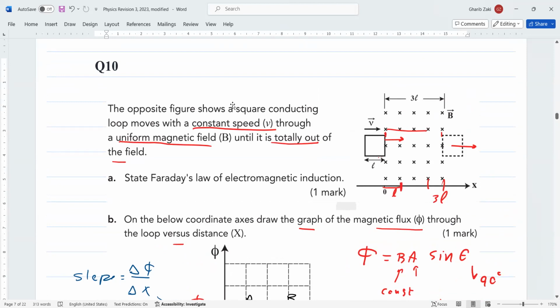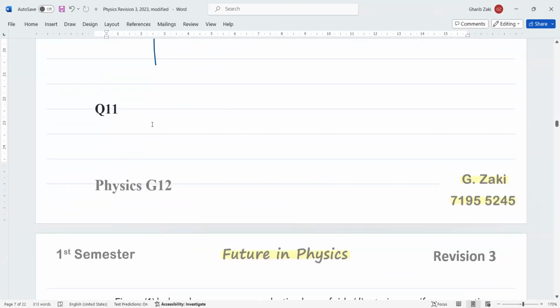How can you draw phi versus t? How can you draw EMF versus t? Take care, we need to understand. And also I will give you more questions about this issue. Okay, now let us go to the next question.